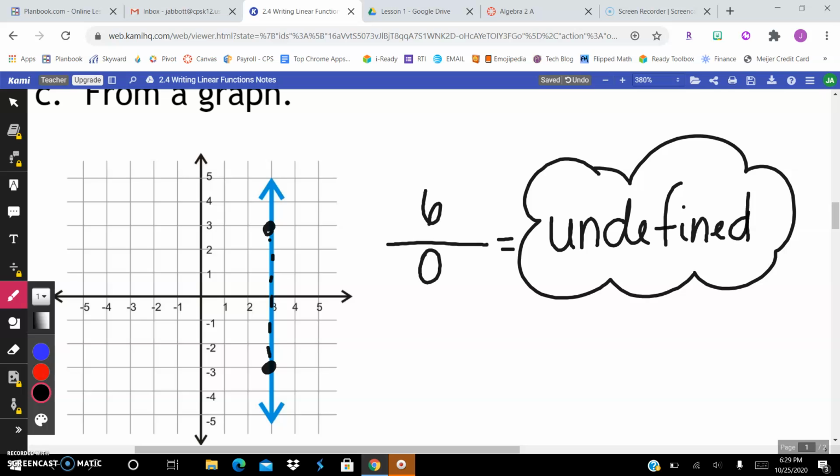If it were a horizontal line, the slope is just going to be 0 because we don't have a rise or run. The top number would be 0, the bottom number would be something else. So we would get an answer of 0 for a horizontal line, but a vertical line is undefined.